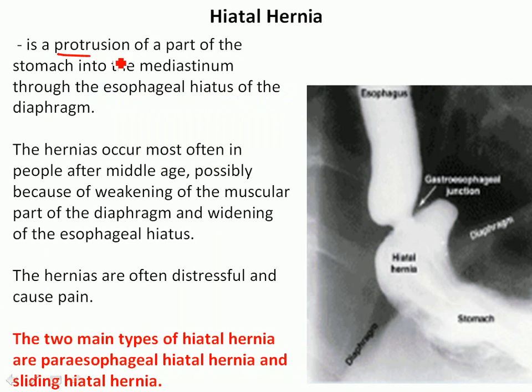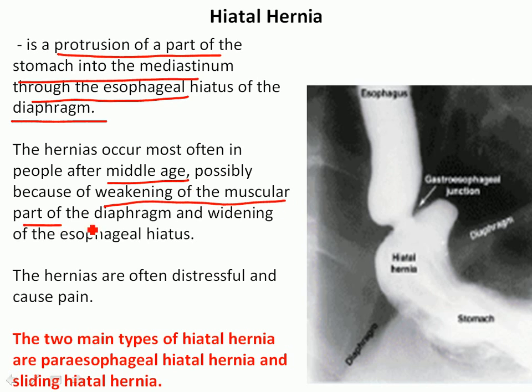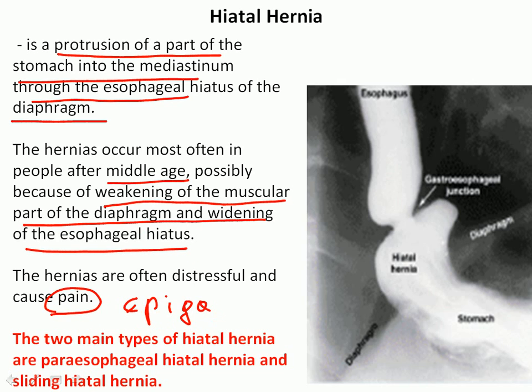diaphragm. The hernias occur most often in people of middle age, but I have also seen quite a lot of people later in life developing a hiatal hernia quite frequently as well. Mostly because with age there is a weakening of the muscular part of the diaphragm and widening of the esophageal hiatus. Hernias quite frequently give a clinical presentation, so the symptoms usually relate to pain in the epigastric area.